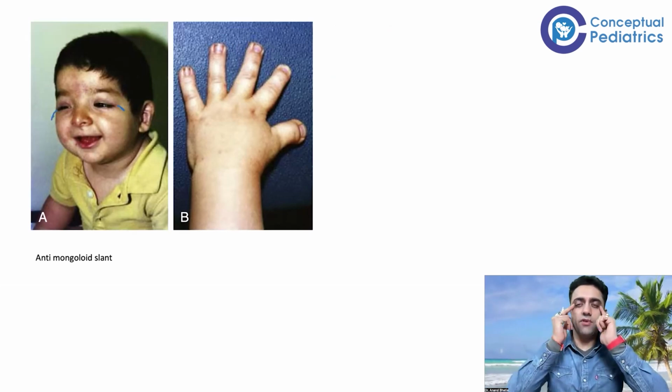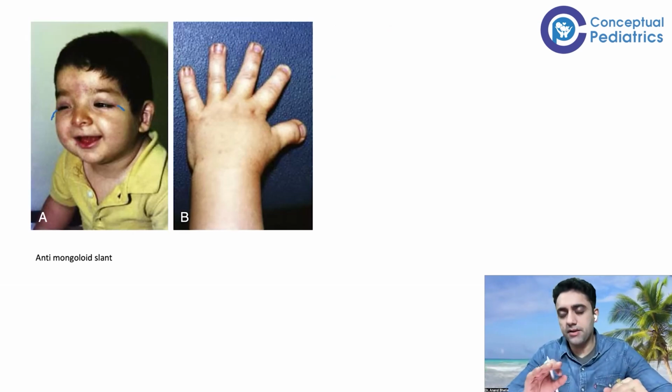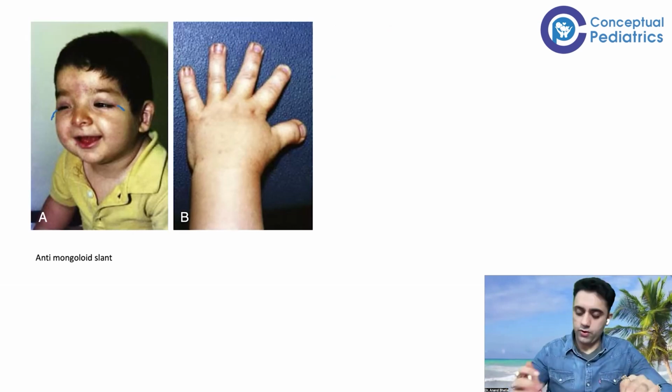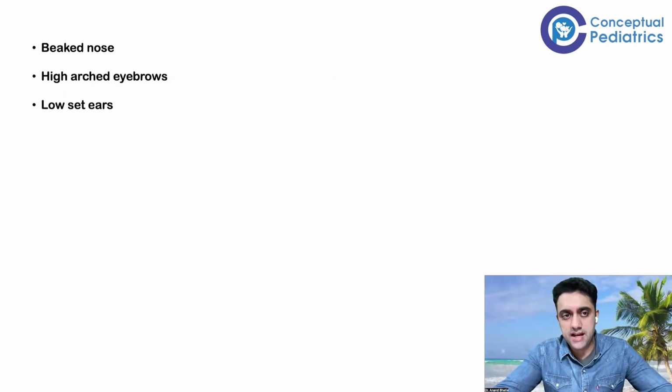If there is an upward deviation of the eyeballs, that is a mongoloid slant, seen in Down syndrome. An anti-mongoloid slant is seen in multiple syndromes. I'll tell you, there is a mnemonic. Right now it is Rubinstein-Taybi syndrome. And very importantly, the patient has broad thumbs. The patient has broad thumbs.